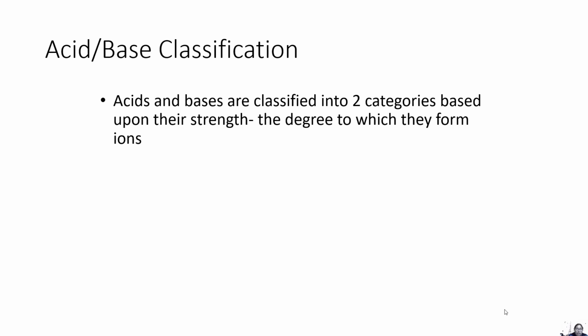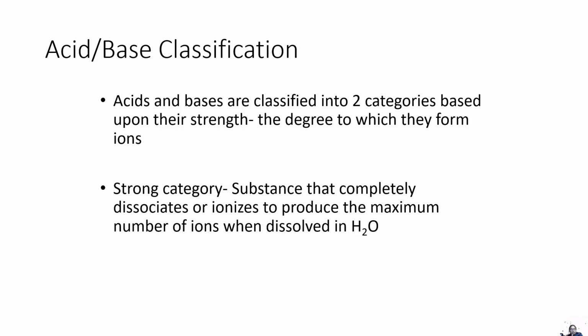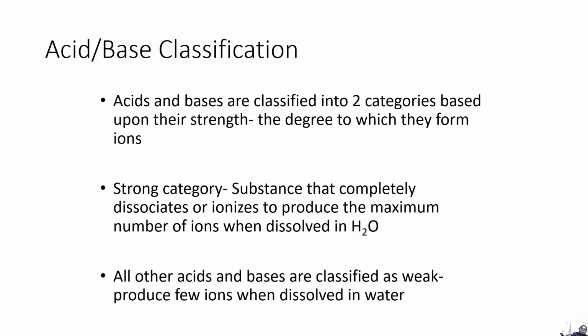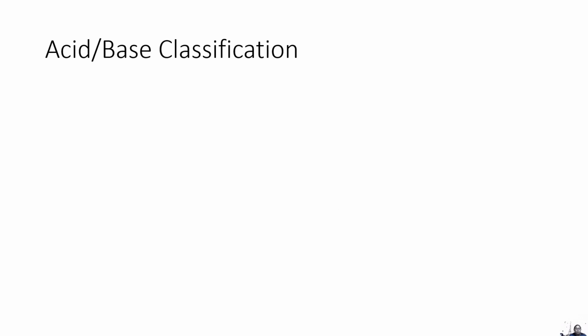Now moving on to the other statements. Before that, let's talk a little bit about acids and bases. What are these and what is the classification criteria? Acids and bases are classified into two categories based upon their strength, that is, the degree to which they form ions. A strong acid or strong base is a substance that completely dissociates or ionizes to produce a maximum number of ions when dissolved in H2O. All other acids and bases are classified as weak. They produce few ions when dissolved in water, meaning the dissociation is not complete.